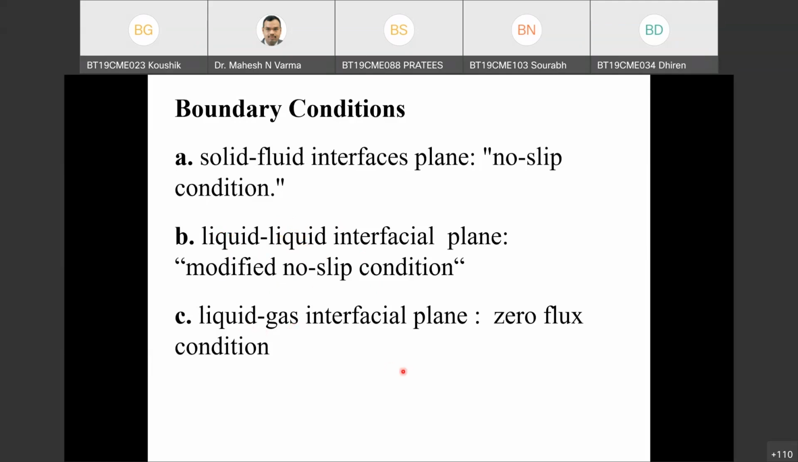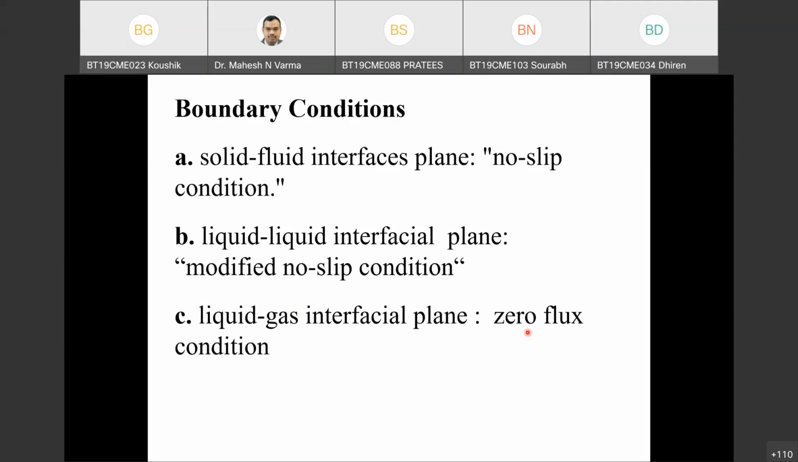And liquid gas interface, it is taken to be a zero flux condition, because the viscosity of liquid is much higher than viscosity of gases. The viscous forces of liquid are very high as compared to gases, so they are not able to give any momentum flux in gases, because viscosity of gas phase is negligible. So at this interface, we will be taking the boundary condition zero flux condition.